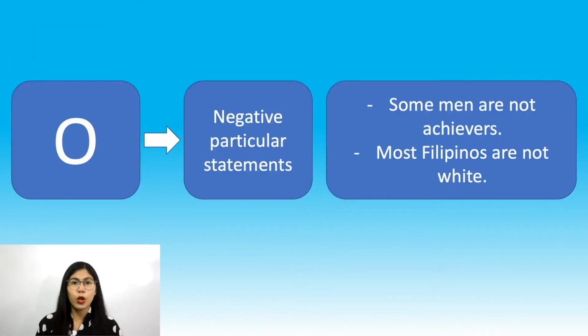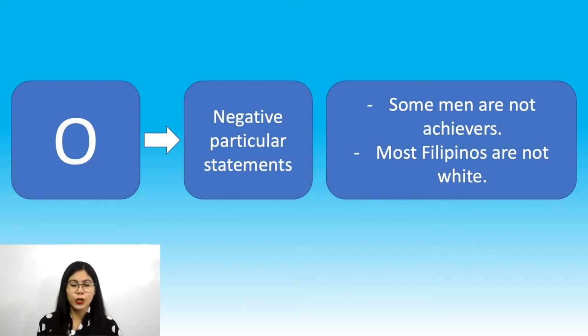And for the symbol O, it stands for negative particular statements. It is also similar to symbol letter I. The only difference is that the symbol O is written in negative form. Example, some men are not achievers. Most Filipinos are not white.